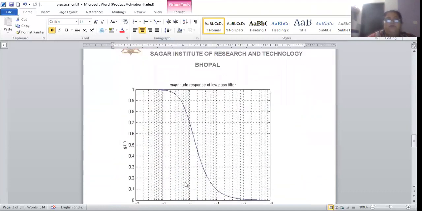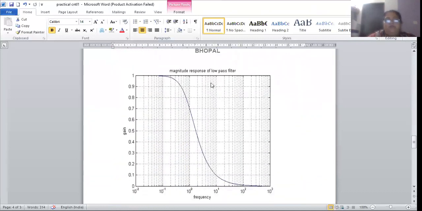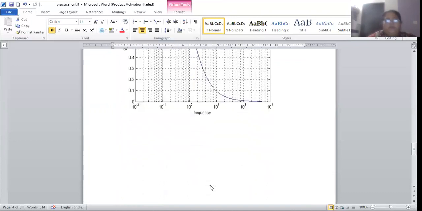This is the graph. In the MATLAB window, we have obtained the graph of the magnitude response of the low pass filter, gain versus frequency.